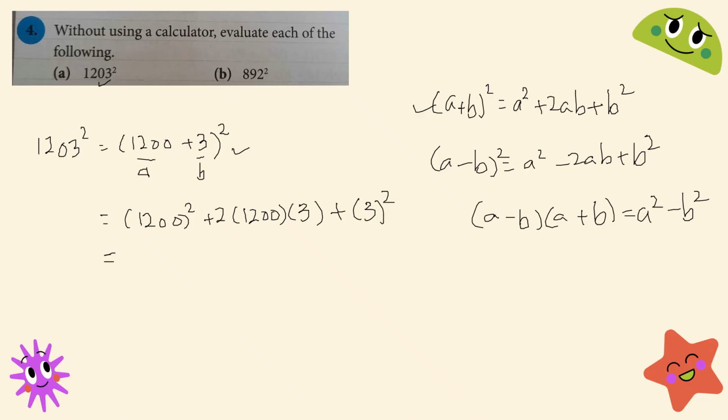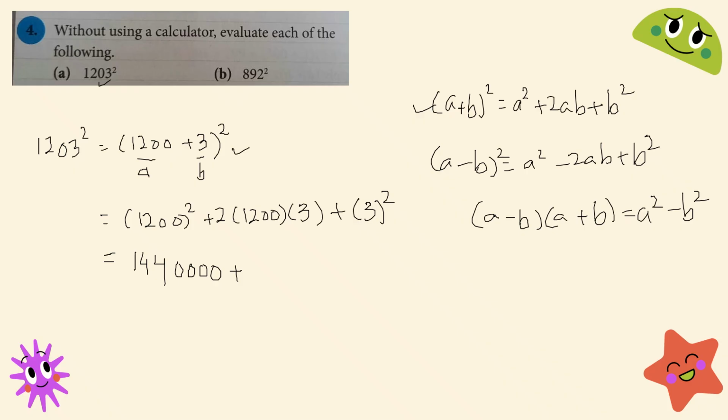Now what will be 1200 square? You already know what is 12 multiplied by 12. 12 multiplied by 12 is 144, right? Now there are double zeros squared, right? If it's double zero squared, that means you will write 4 zeros, because you are squaring it and the number of zeros will be doubled. It's the easy way you can do it.